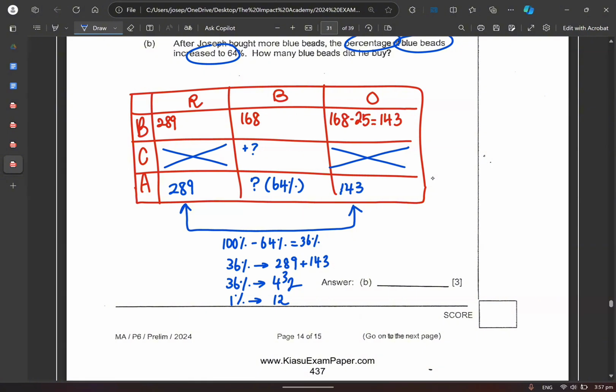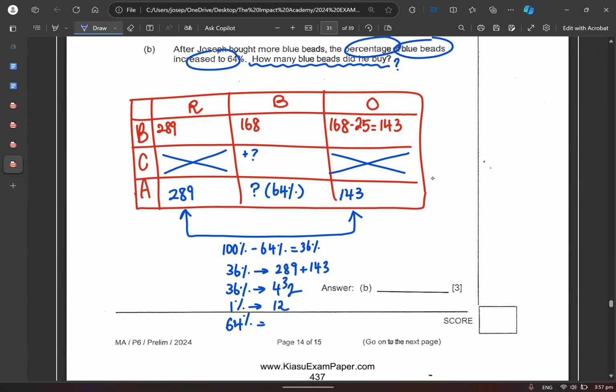Okay, of course, what I want to do now is obviously read the question, right? The question says, how many blue bits did he buy? So we want to find my 64%. We want to find my 64%, okay? So we just have to do 12 times 64 and we get to 768. This means that now I can replace this question mark with 768.